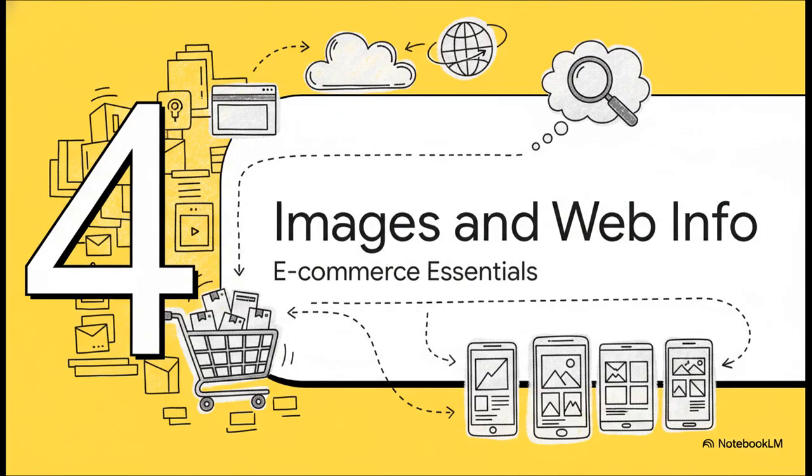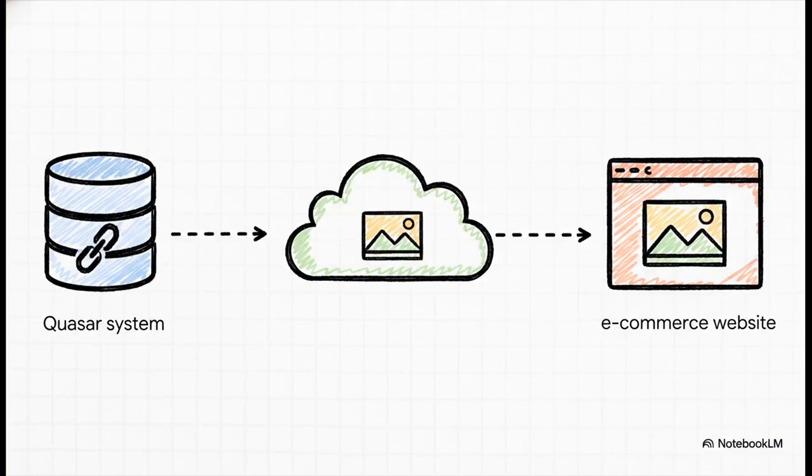Awesome. Your item is now fully set up for your brick-and-mortar stores. But what about online? Let's take a look at how you can make your products look great on the web. Now here's a really smart way Quasar handles images. Instead of having you upload huge photo files that slow everything down, you just use a web link, a URL. You just copy and paste the link to where the picture lives online. This makes it incredibly simple to connect your products to your e-commerce website.